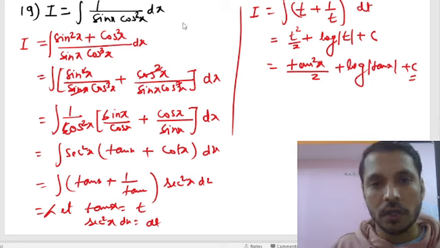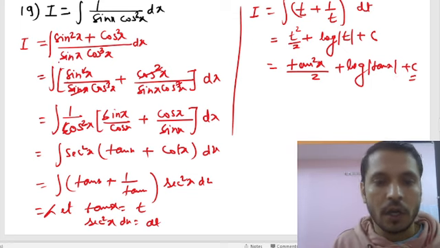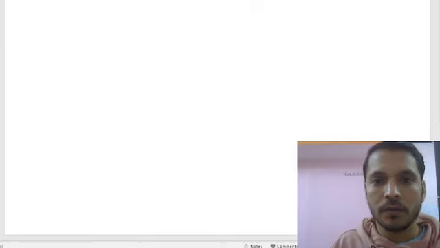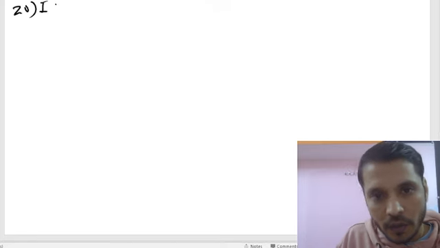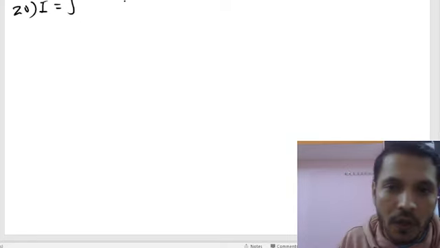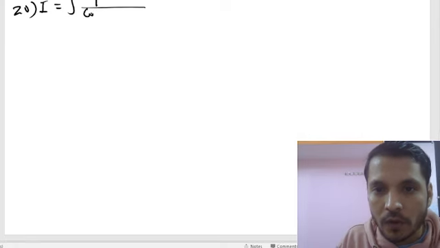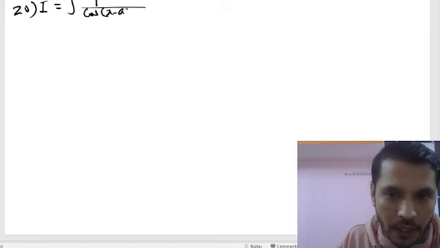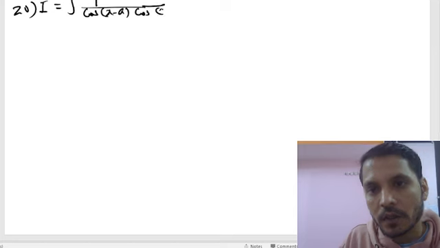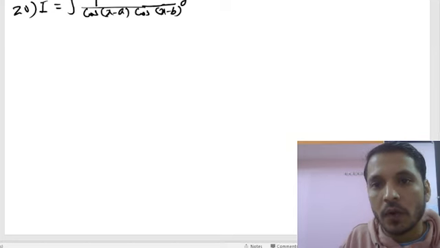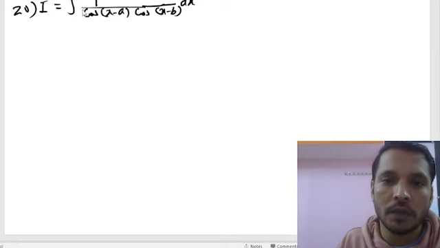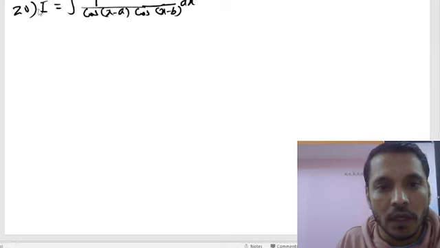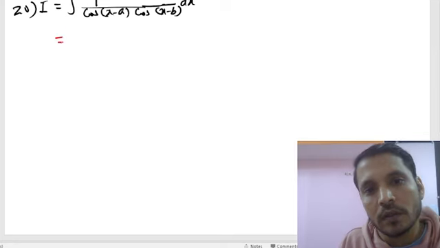Now we'll move to the next question, question number 20. Here we have I equal to the integration of 1 by cos x minus a, cos x minus b. How can we integrate it? Here again we cannot do it directly, we have to rearrange the terms or add in the numerator.